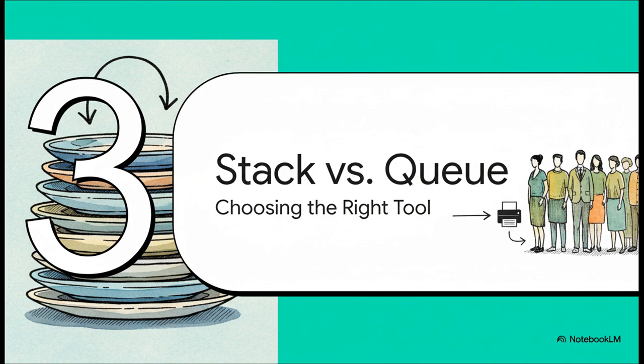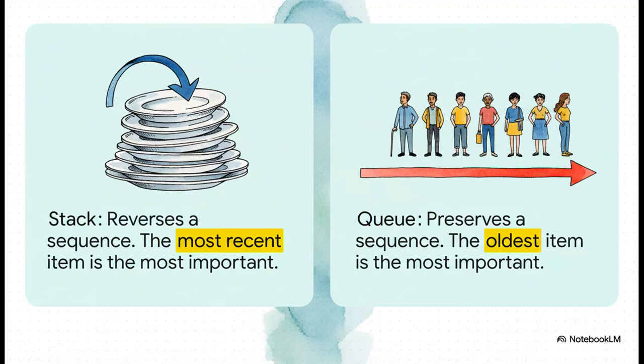So we've got these two simple rules. Last in, first out for stacks, and first in, first out for queues. They really are opposites. And the crucial skill for any programmer or system designer is knowing which tool is the right one for the job. Let's just put them side by side. A stack is all about reversal. It cares most about the thing that just happened. A queue, on the other hand, is for preservation. It cares most about the thing that's been waiting the longest. One is about immediacy, and the other is all about fairness.